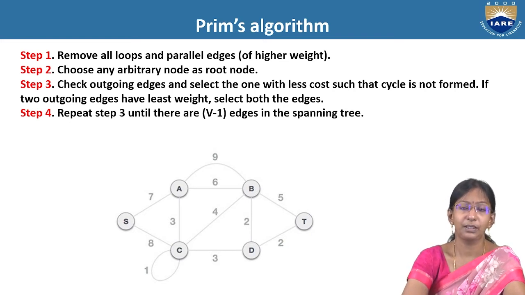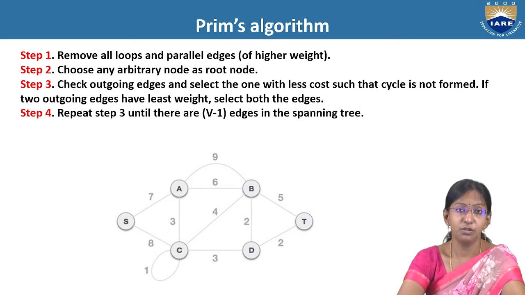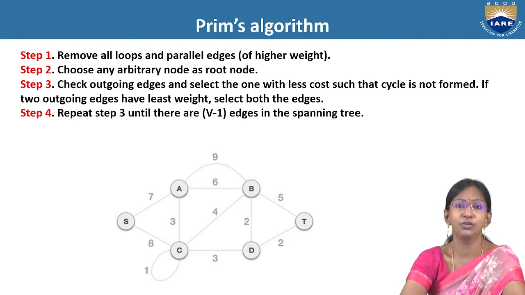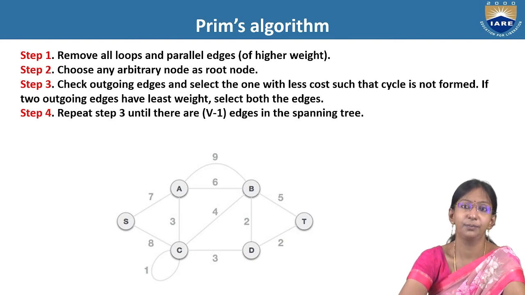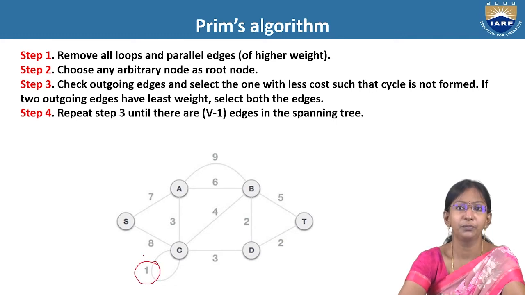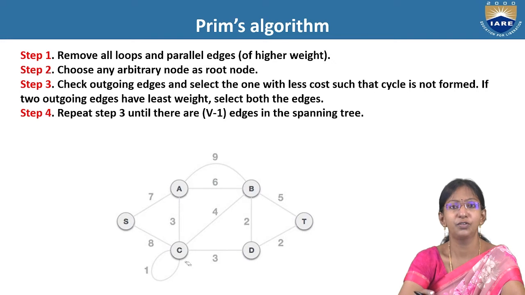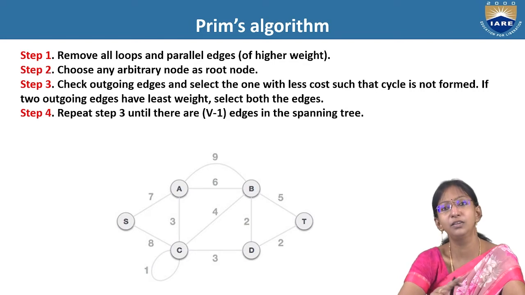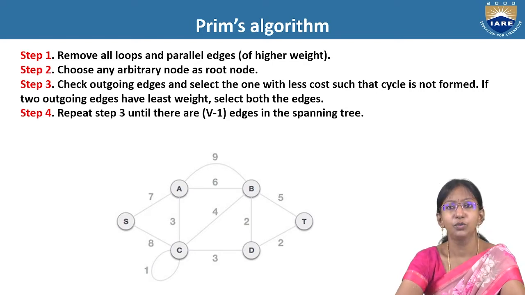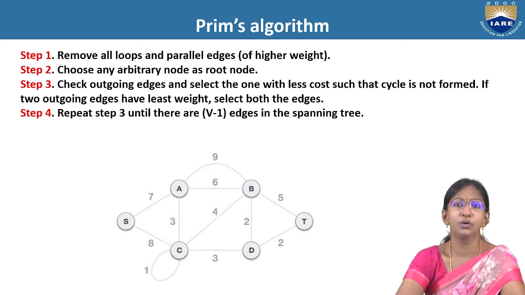Okay, let's have a look at this one. First and foremost step that you have to do is remove the loops and the parallel edge which has a higher weight. Have a look at the graph. Have a look at the node C. It has a loop with weight 1, which means it is an edge whose head is a node and whose tail is also the same. So C has an edge which starts from C and ends at C, and its weight is in no way useful for us. So discard it.